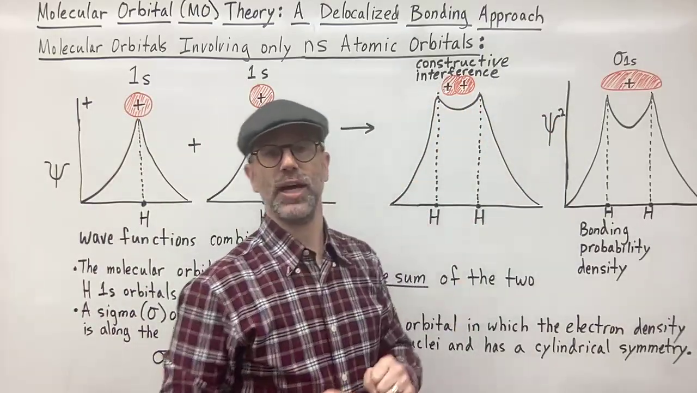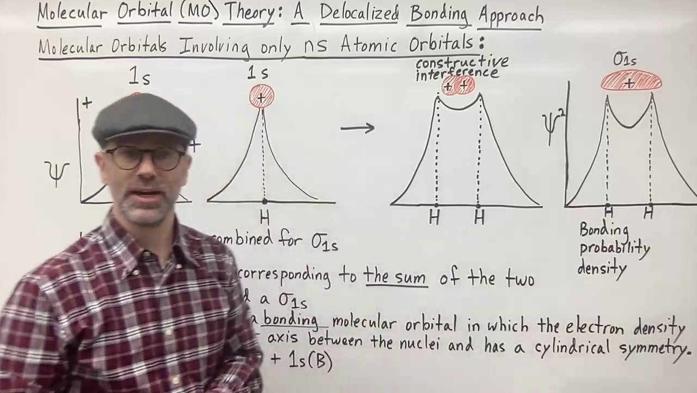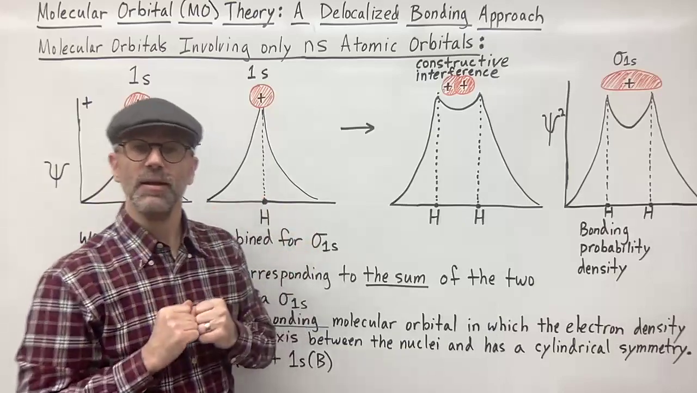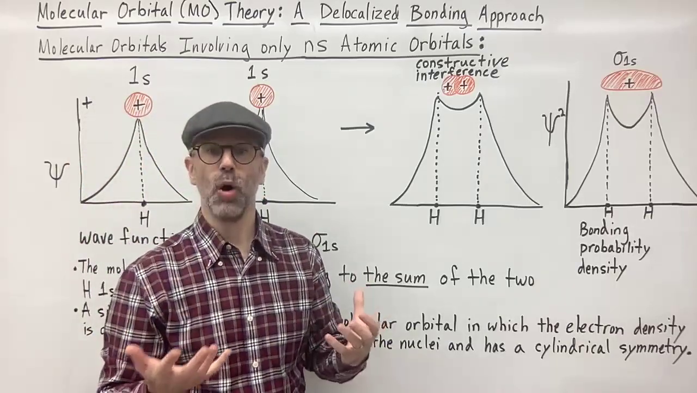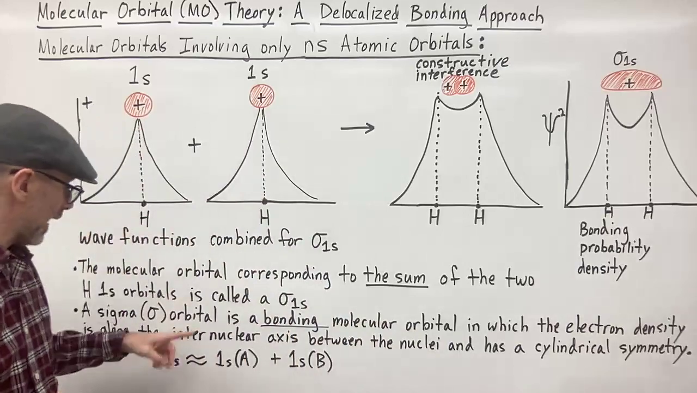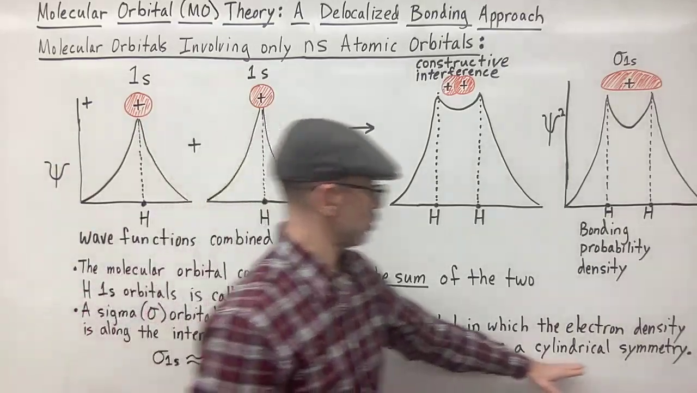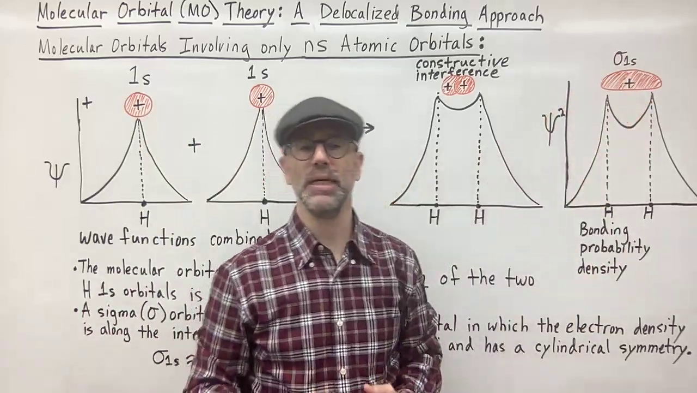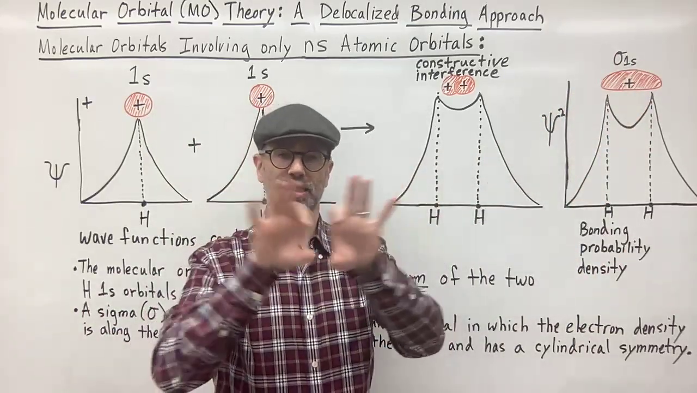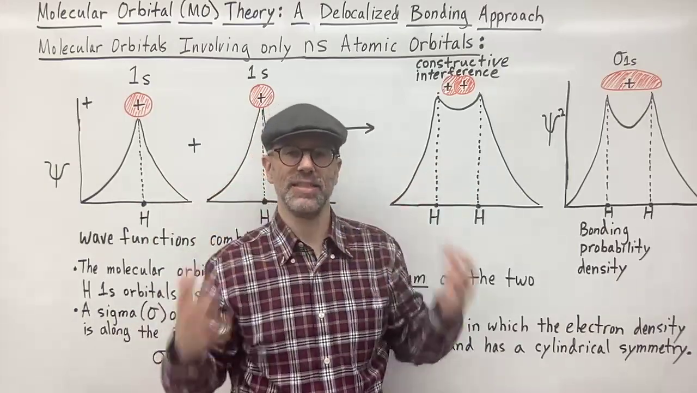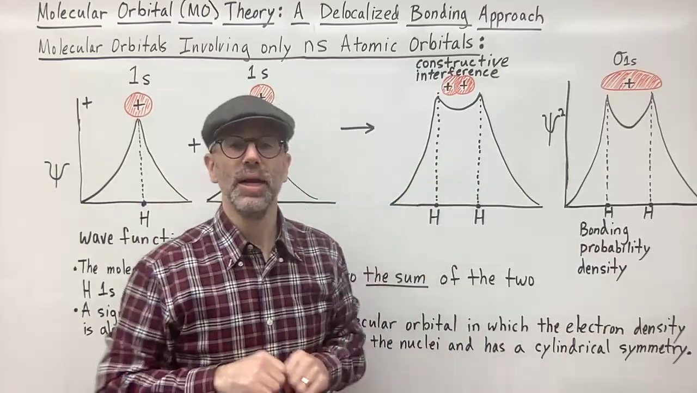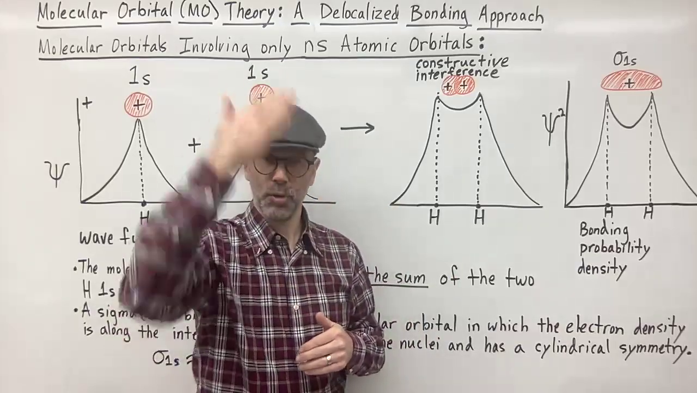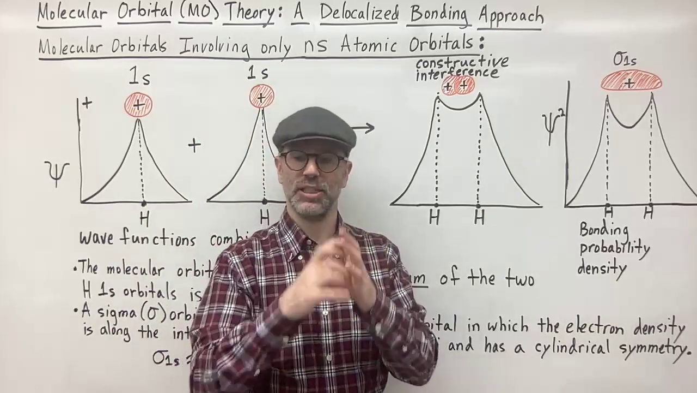So right between the nuclei, that's called the internuclear axis. That's where the electron density is located, and that's part of what we mean by sigma. And it has a cylindrical symmetry. What does that mean? It has a cylindrical shape, maybe not exactly the same as an exact cylinder, but cylindrical in the sense that if you were to cut it perpendicular to its axis, then you would see circles.